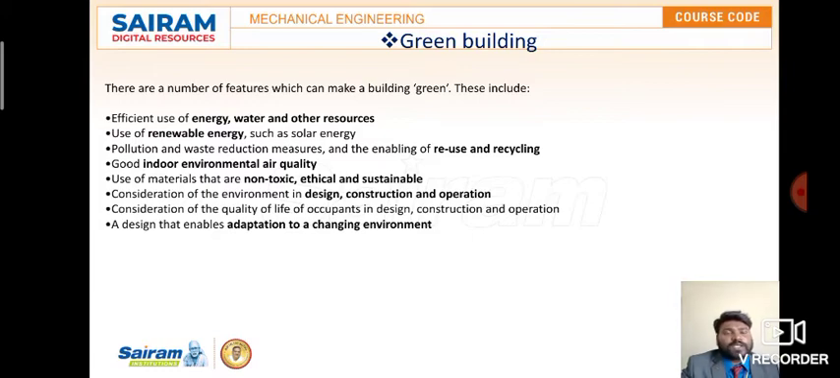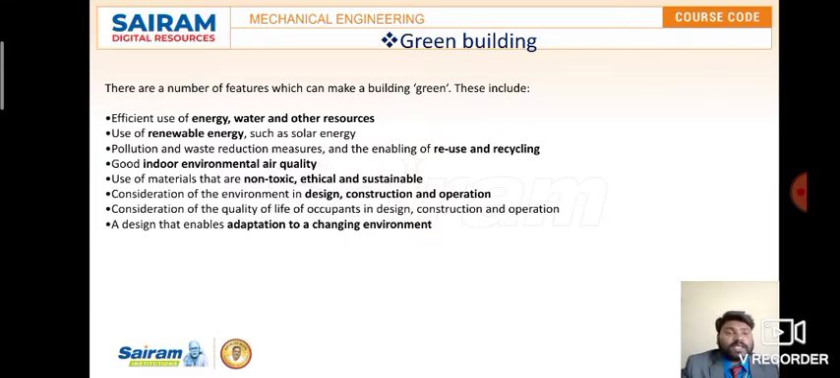So, we have to use it very effectively, and use renewable energy, such as I told you, solar energy is one among them, and then wind energy, tidal energy, hydel energy. So all these things, we have to use that renewable energy instead of non-renewable energy such as fossil fuels and all. So that will be an additional thing to make a building green.